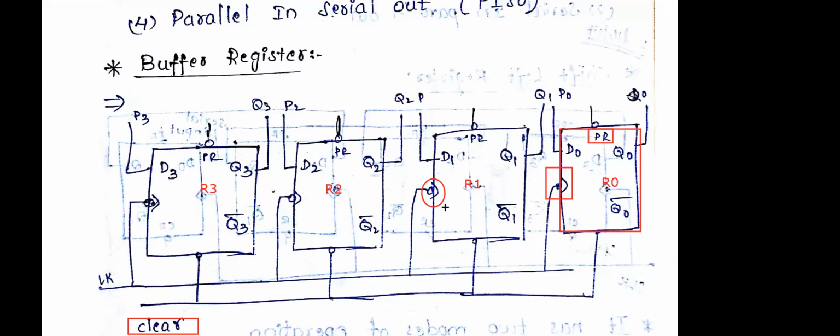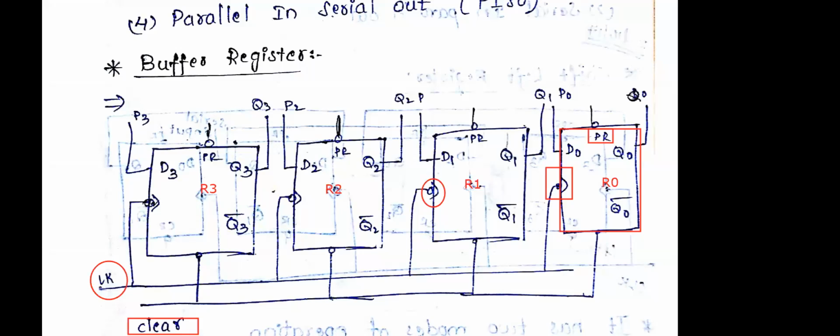And in the construction, if you observe, all the clear inputs are connected together. All the clock inputs are connected together. Here, I am taking the common clock signal for all the 4 flip-flops. This is about the construction. Now, we are going to perform the operation. What type of operation? The operation is check.